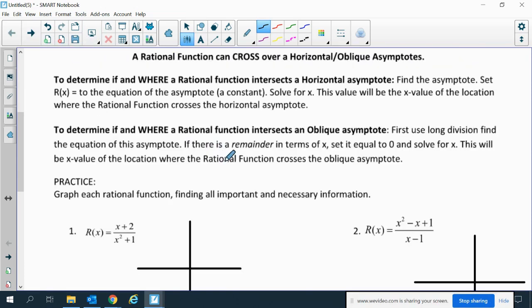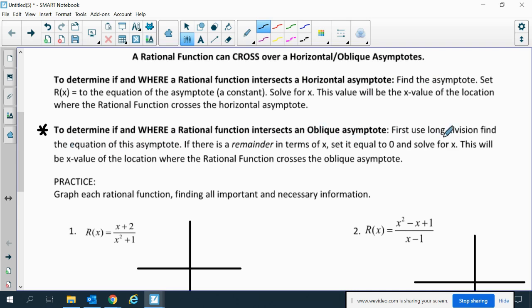A rational function can actually cross over a horizontal and oblique asymptote. And one of the reasons why we talked about using long division is because that's going to be really important when we determine intersections of oblique asymptotes. So if and where a rational function intersects a horizontal asymptote, first we find the asymptote, then we set the function equal to the equation of the asymptote, and then we solve, and we determine if there's any sort of value where it crosses.